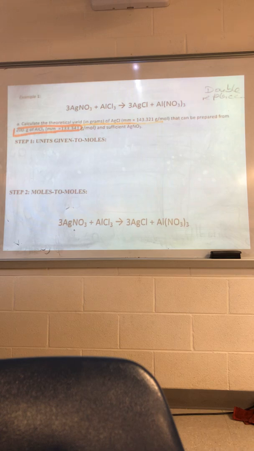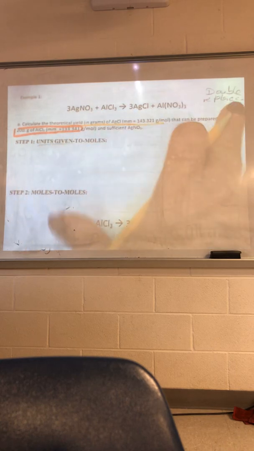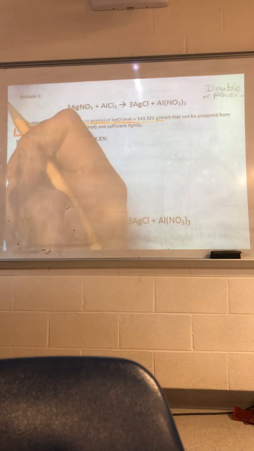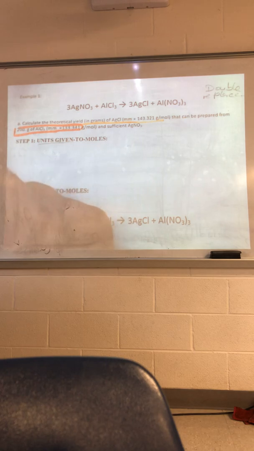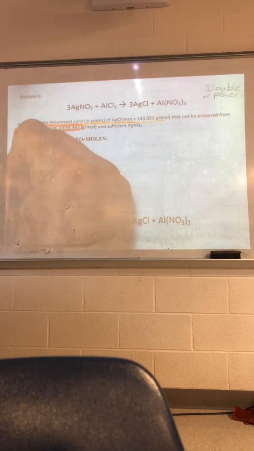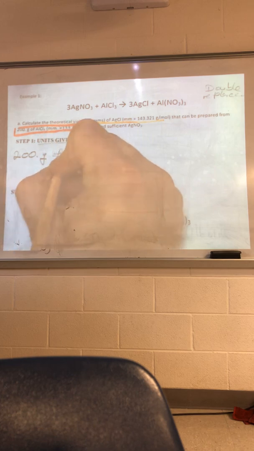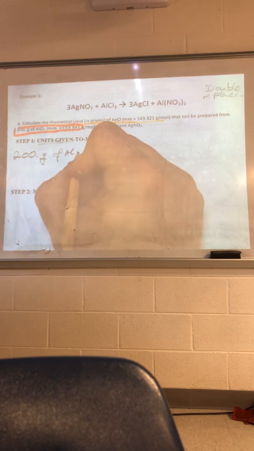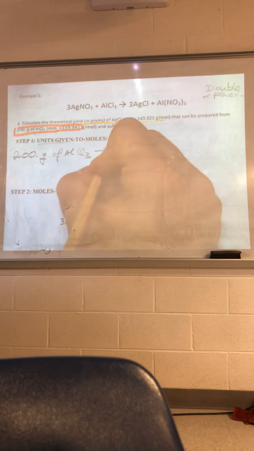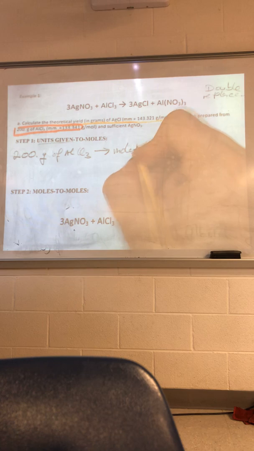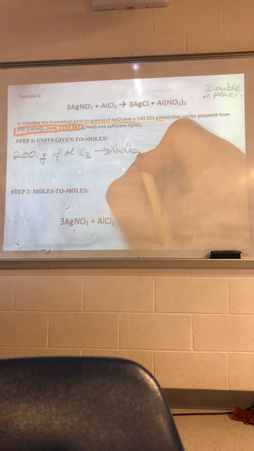So the first thing you need to see is what is given, and turn everything into moles. What is given in this equation, class? Aluminum chloride. Look at the red box. Aluminum chloride. And I need to change it into what? Moles, right? I don't know how many moles. I can write down X.